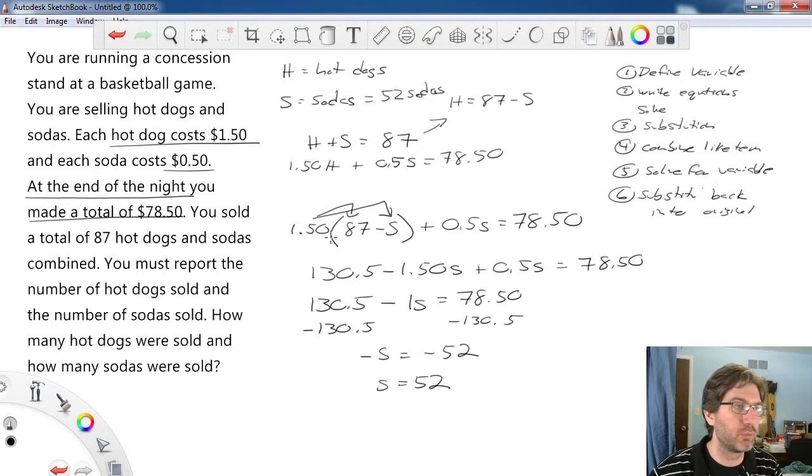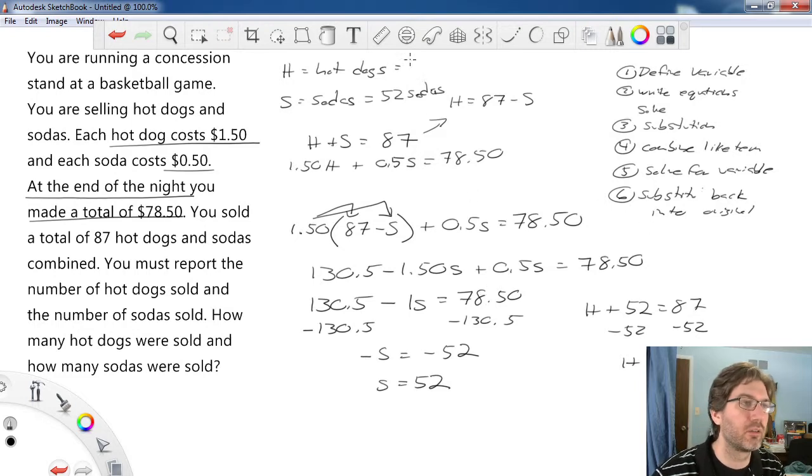Once you get your sodas, you plug back into one of the other ones to solve for your hot dog. Might as well do the first one here. In all honesty, as long as you're confident in the way you transform things, you can use this as well. But we'll plug into that. So I know H plus S, which is 52, equals 87. So subtract 52, and you get H equals, 8 minus 5 is 3, 7 minus 2 is 5, equals 35. So you did 35 hot dogs.